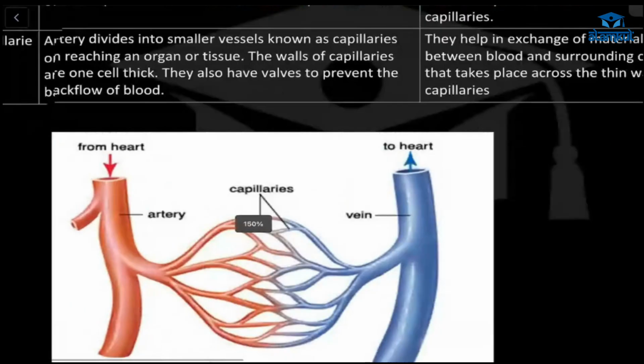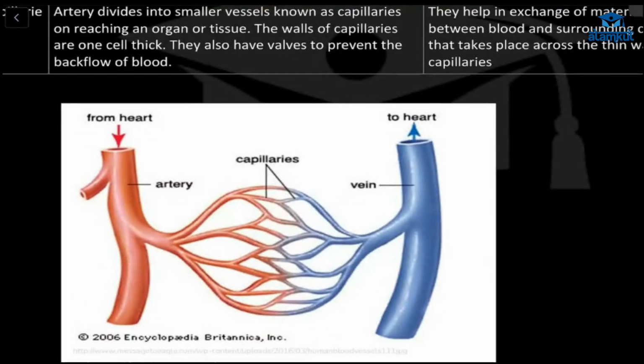Capillaries. This is the artery, right? And this is the vein. Oh, no, sorry, this is the capillaries. After that, this is the vein. So the exchange of gases will occur in the capillaries, and they are extremely thin. And this artery will carry oxygenated blood, and this vein will carry deoxygenated blood.